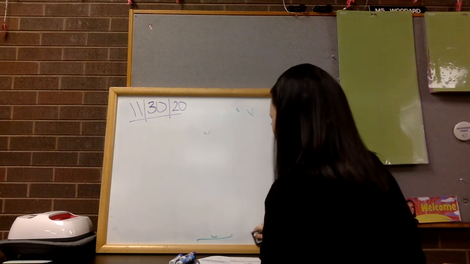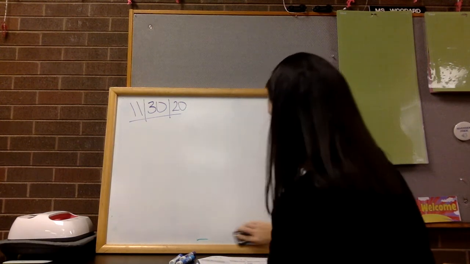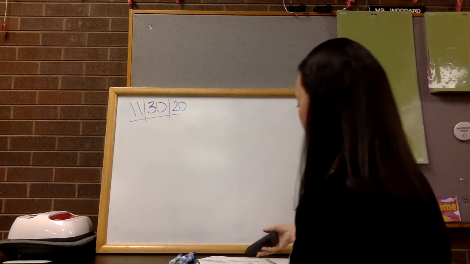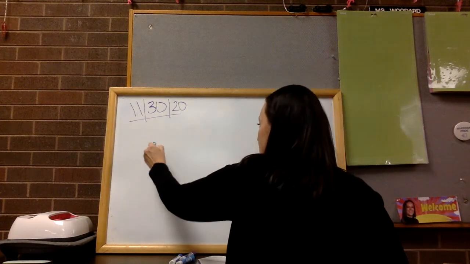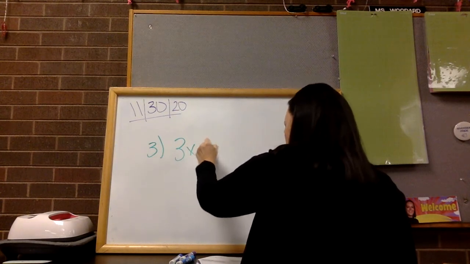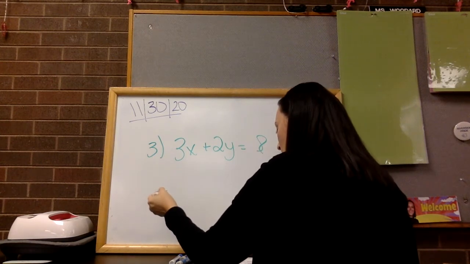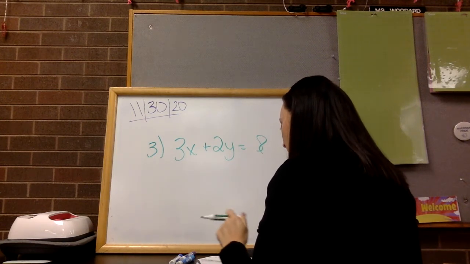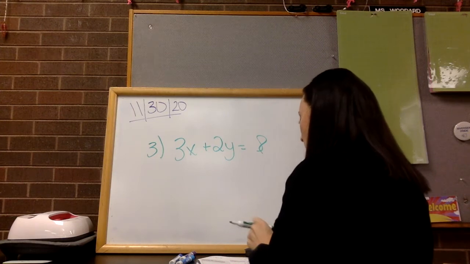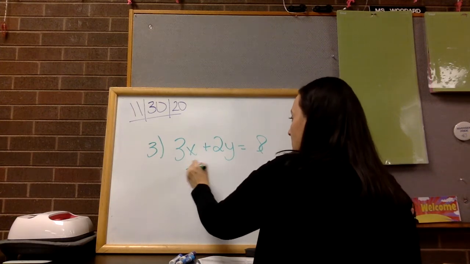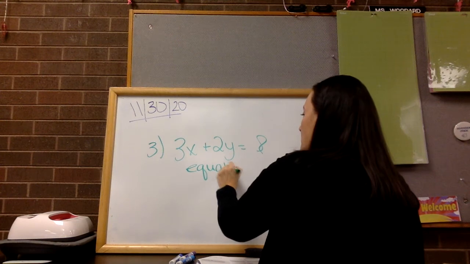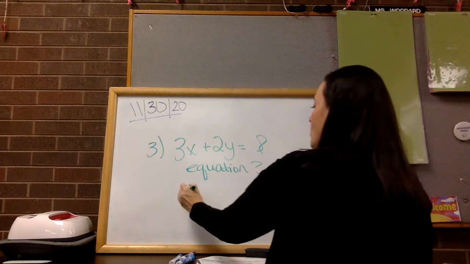All right, number 3. Number 3 gives you guys this equation. And I want you guys to look at this equation. Number 3 says 3x plus 2y equals 8. And it's asking you guys, what do you notice is different about the third equation? What is off with this compared to what we've been doing so far?